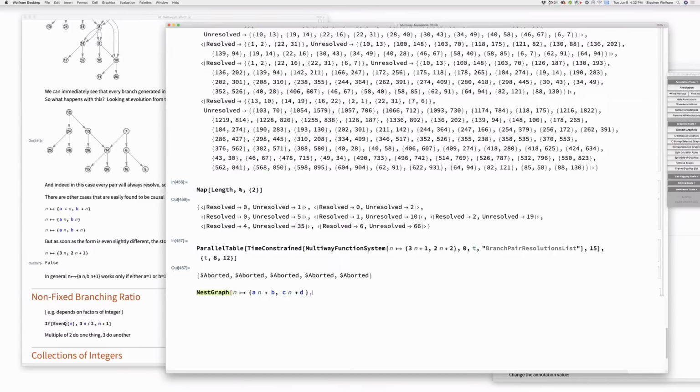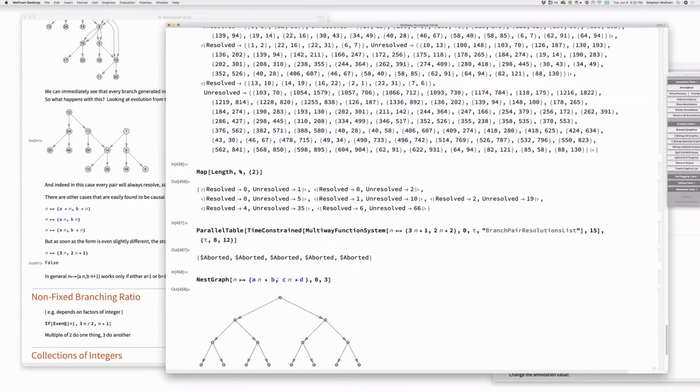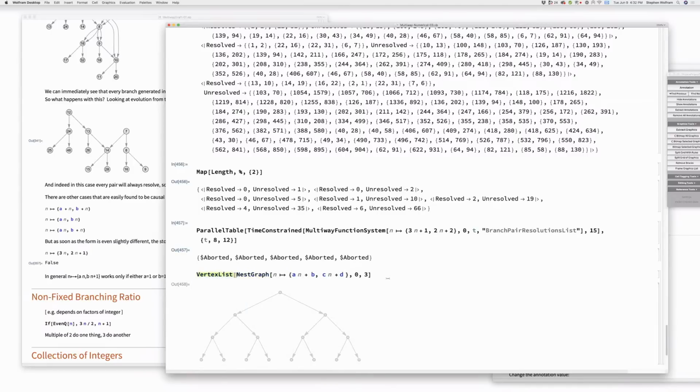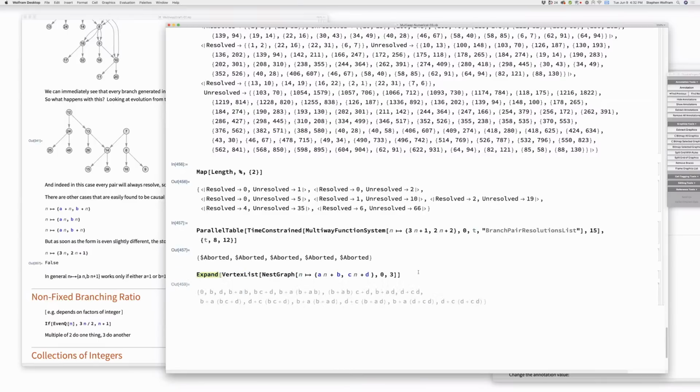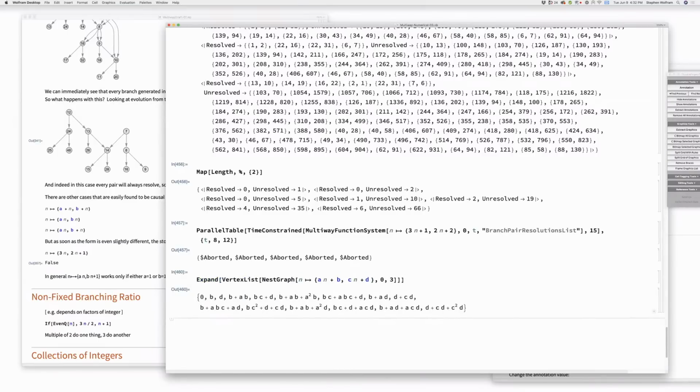Okay, so we're going to do this starting with 0. Let's iterate 3 times. And then what I want is actually just VertexList here, which is going to be just the application of those functions. I'm just using NestGraph as an El Cheapo way to do that. Okay, so let's look at these. These are a bunch of polynomials, basically in A, B, C, D. And I could expand those polynomials. And what am I going to see? Whew. What am I seeing here?